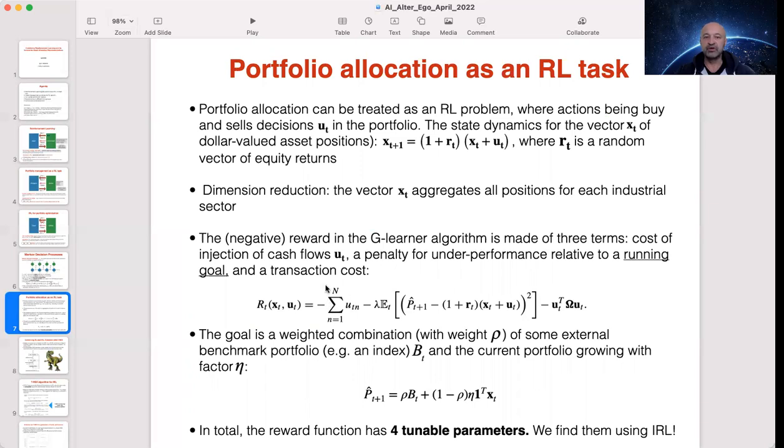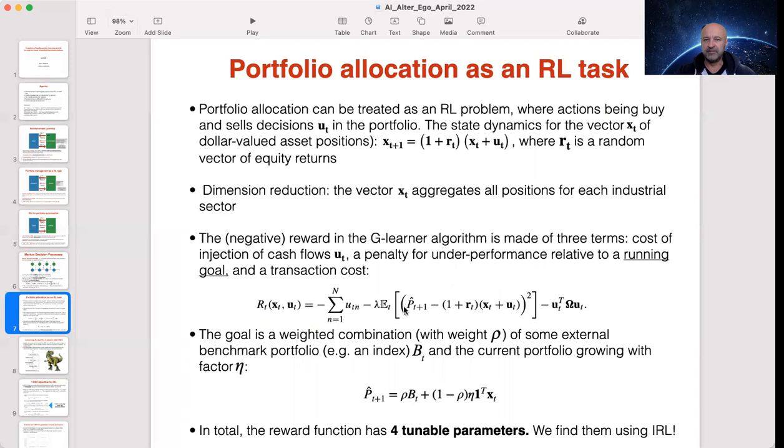And what are those costs? The first term is just the negative cash flow, which is needed for investment at each time step. So we sum it over all assets. The second term is a mismatch between some target portfolio, which I'll specify in a second, and this new value of the asset portfolio at each time step. So we take this as an expectation. And finally, the last term would be just the transaction cost, which we modeled here as a convex function of the action variables.